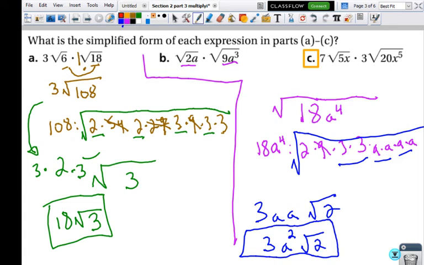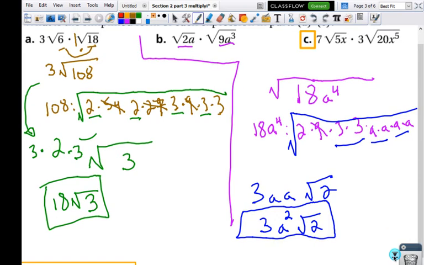7 times 3 is 21. No, it isn't. Isn't it? Yes, it is. The simplest number is throwing you off. 5 times 20, isn't that 100? Yep. Now there's 6 x's, 2, 4, 6. So it'll be 21x to the third.